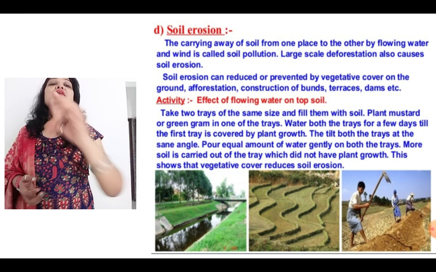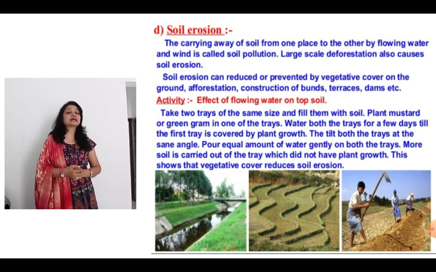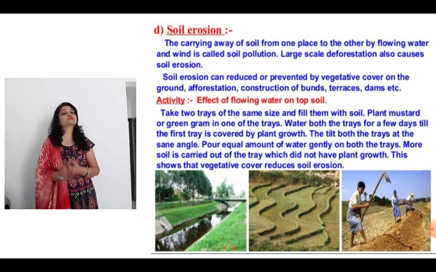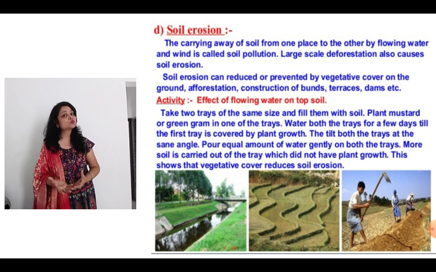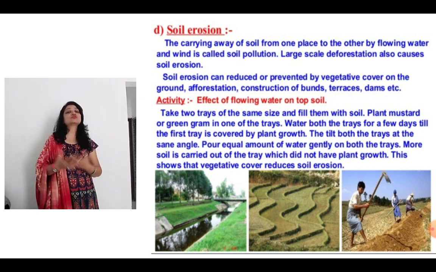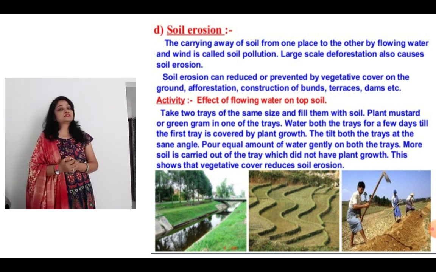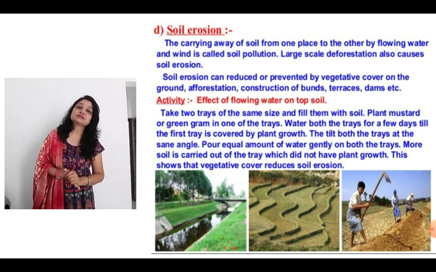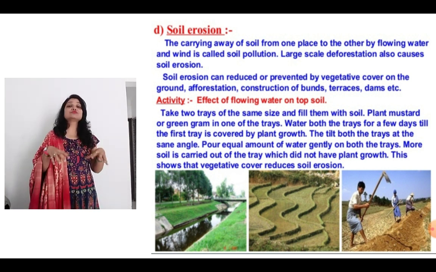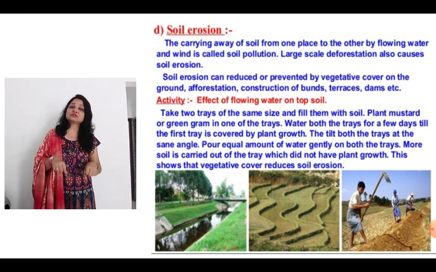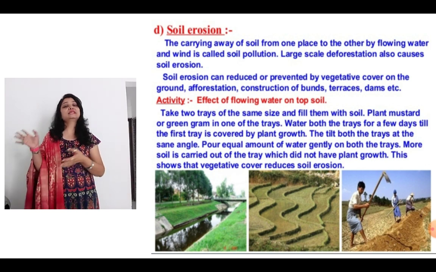Okay. Now coming on to the next thing, that is soil erosion, the carrying away of soil particles from one place to another by flowing water or wind. That is called soil erosion. The main reason for soil erosion is large scale deforestation, because the roots of trees hold the soil. So if trees won't be there, they will not hold the soil and the soil will be easily carried away.